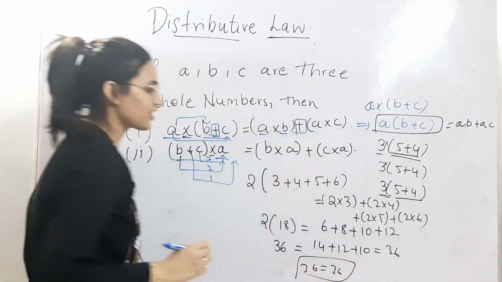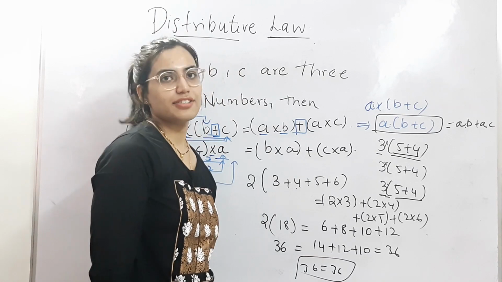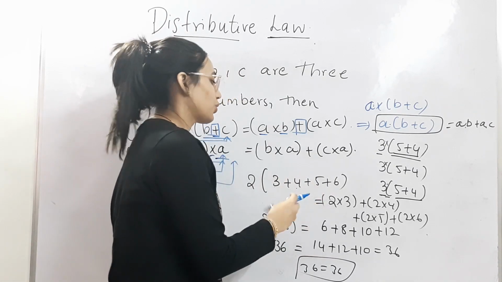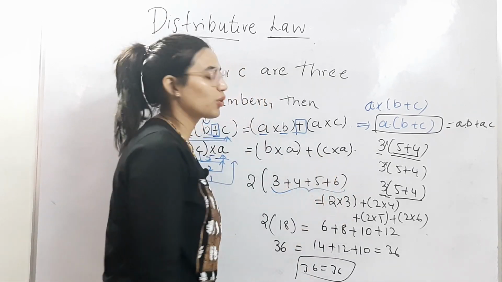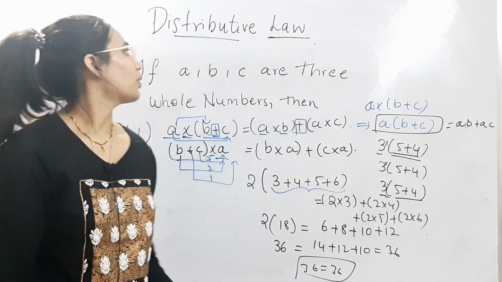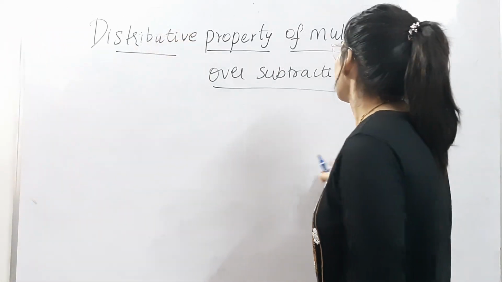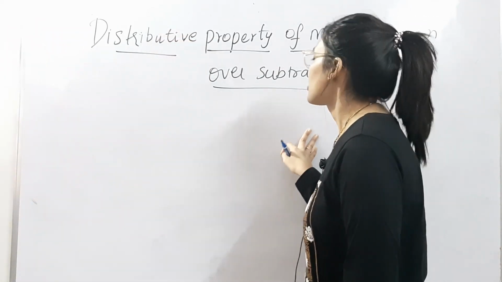It is proved. The result is the same even though we distribute this multiplication over addition. I've just written this to show you that there can be more than 2 addends inside the parenthesis. Okay, so this is the distributive law. Distributive property of multiplication over subtraction.